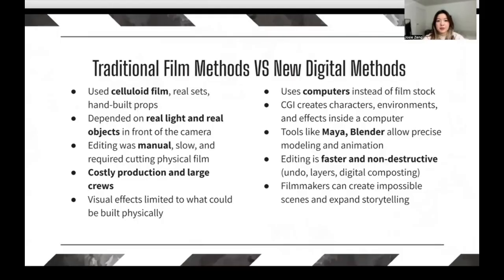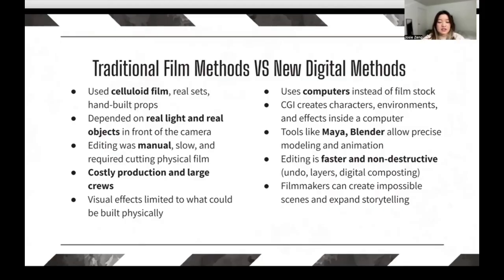Hi everyone, I'm Josie. I'm gonna do the presentation about the difference between traditional film methods and the new ones. The traditional film relied on physical materials like celluloid film, real sets, and hand-built props. Everything had to be captured physically using real light and real objects in front of the camera.